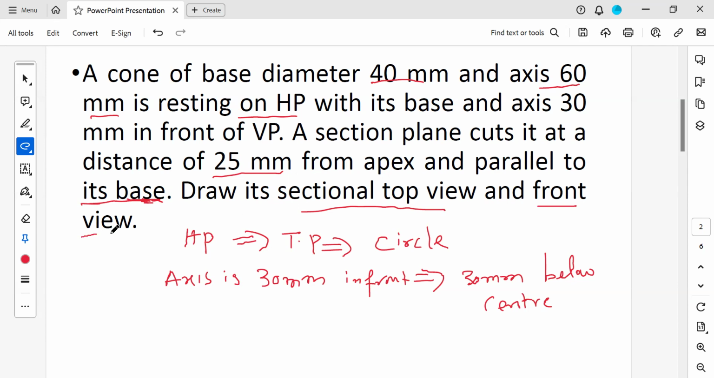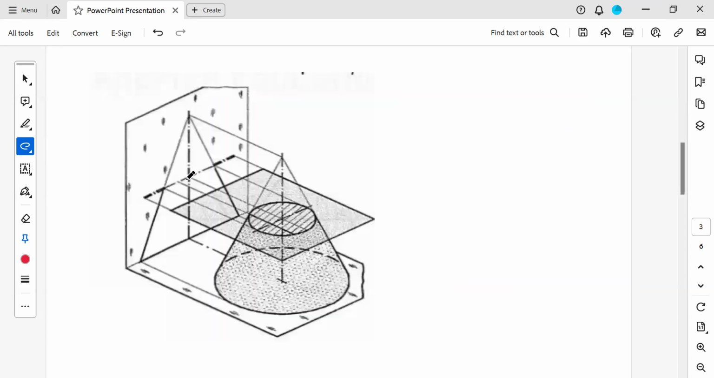So this is the problem. It is on section of solids and we will see the solution. Let us first assume the solid. So this is a solid. These are reference planes. One is called the vertical plane VP. This is called the horizontal plane HP. So the reference line is XY here. This is the reference line joining the horizontal plane and vertical plane.